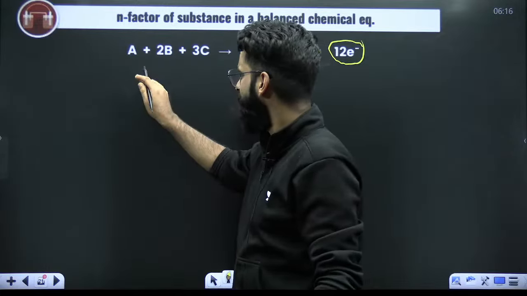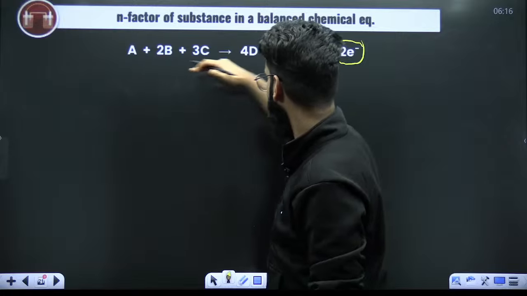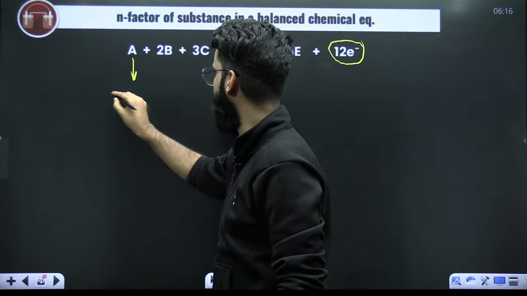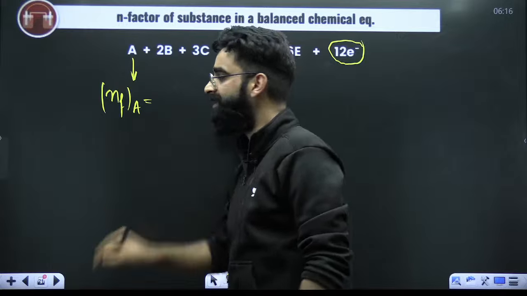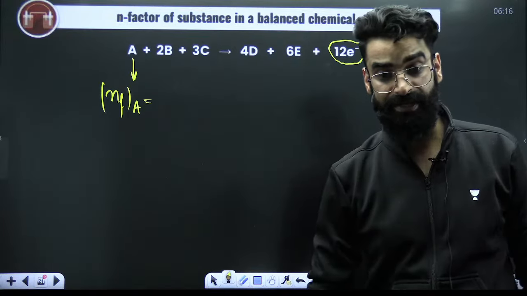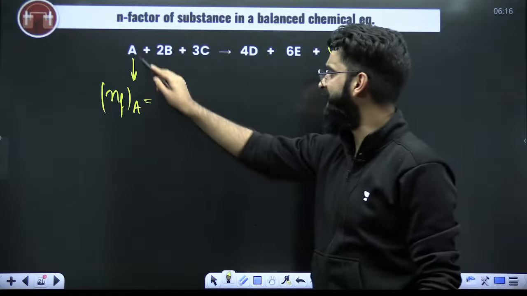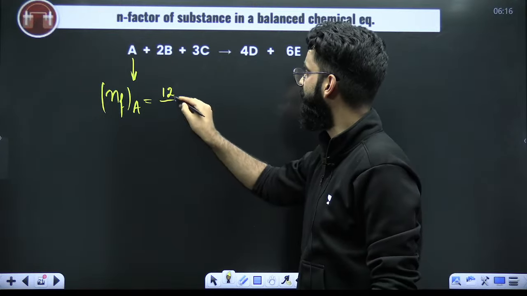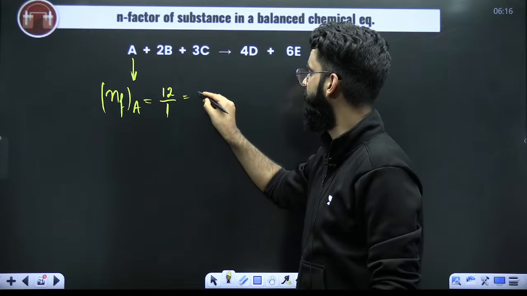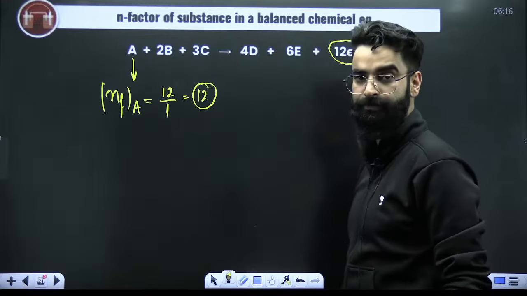If I ask you if this is a balanced chemical equation, and I'm asking you to calculate the n factor of A, from the balanced chemical equation you can easily calculate the n factor. How exactly? The n factor of A will be equal to moles of electrons exchanged, that is 12, divided by the stoichiometric coefficient of A, that's 1. N factor of A, you'll directly say as 12.